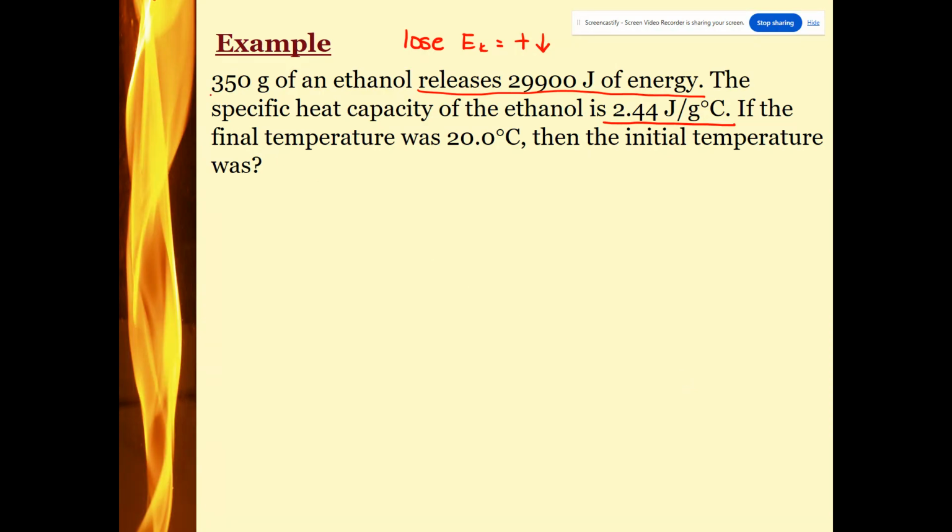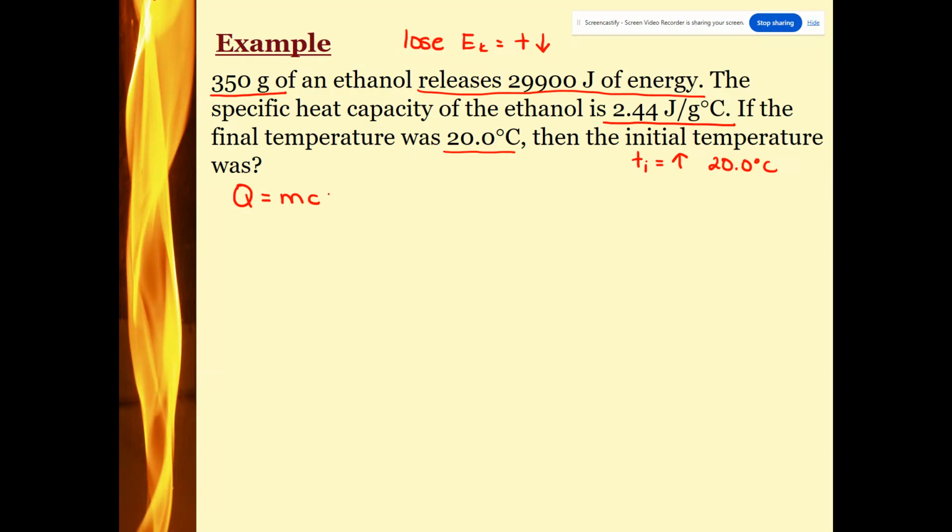Now, it is asking us, if the final temperature is 20, what was the initial temperature? So it's important to note that the initial temperature is going to be higher than 20 degrees Celsius, because it's cooling down, okay? So this is kind of a multi-step question where I am actually going to solve for delta T. Delta T is what I want to look for in my formula.